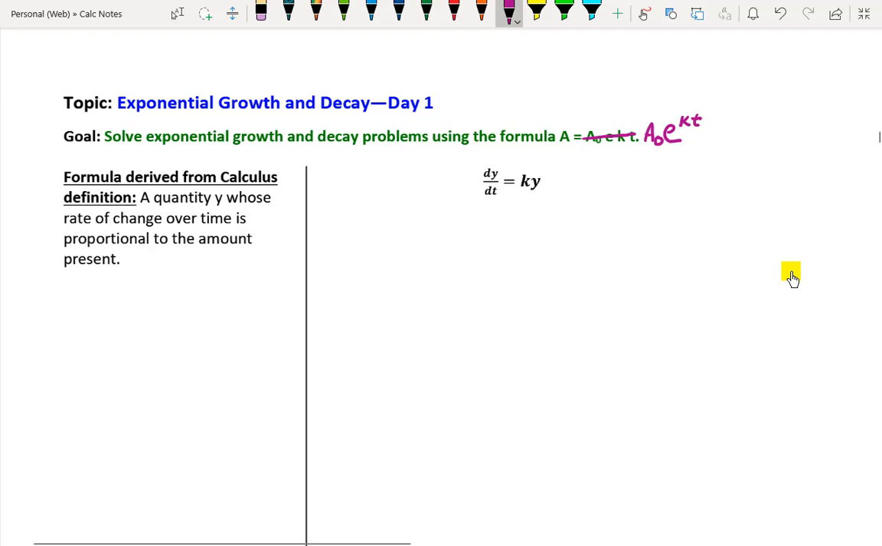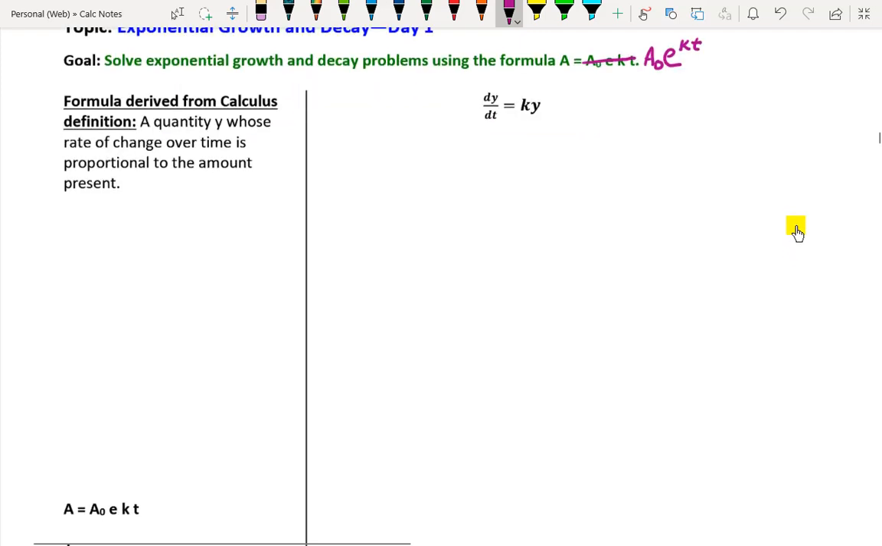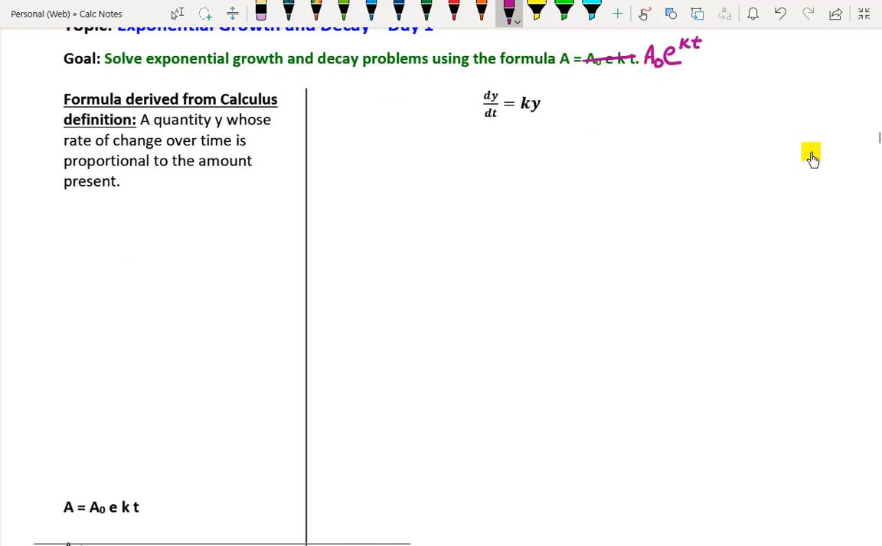So in exponential growth and decay, we'll come back and talk about what all these different variables mean, but we have a formula, and this formula can be derived from this differential equation down below. This is a calculus formula, and this formula is basically a quantity y, and that's the y that you see on the right side over there, whose rate of change, there's dy dt, over time is proportional to the amount present. So the rate dy dt is proportional to some value of k times y, where k is some constant in the function. Okay, so we'll talk more about that constant later on.